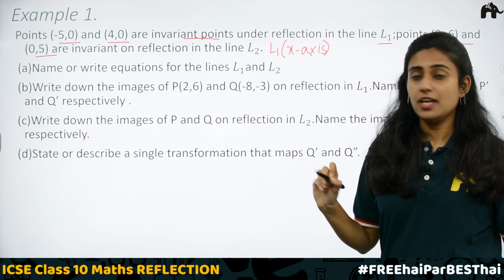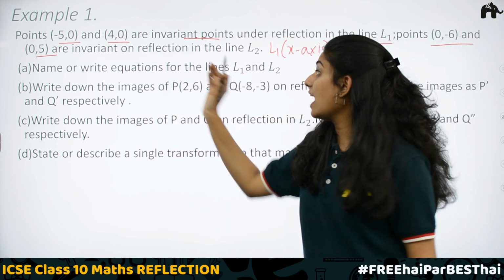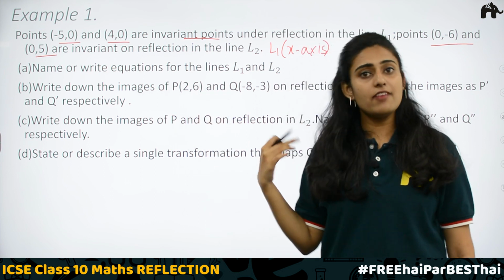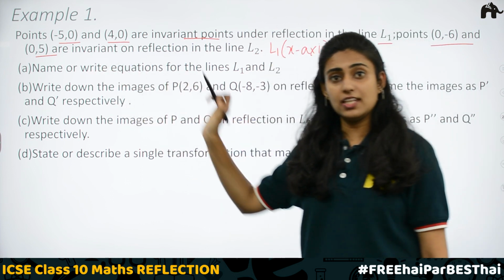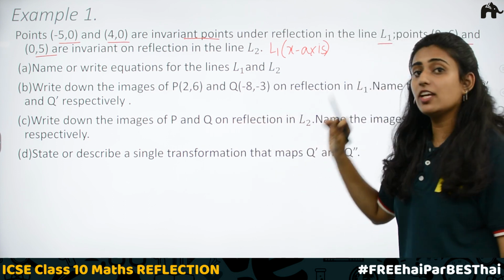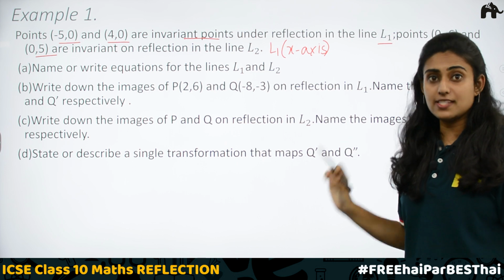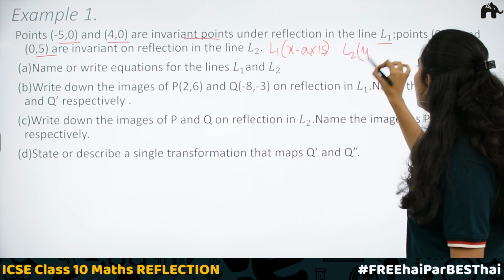Okay. Now the other 2 points (0, -6) and (0, 5). There we have x coordinate 0, y coordinate is different. When x coordinate is 0, we can say that the line is the y-axis. In y-axis, the y coordinate changes but x coordinate always remains 0. L2 line is y-axis.